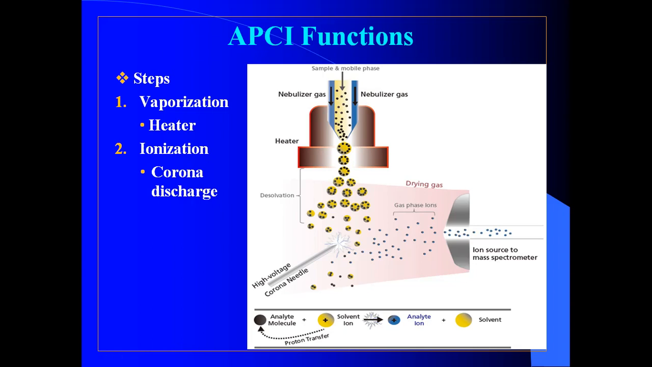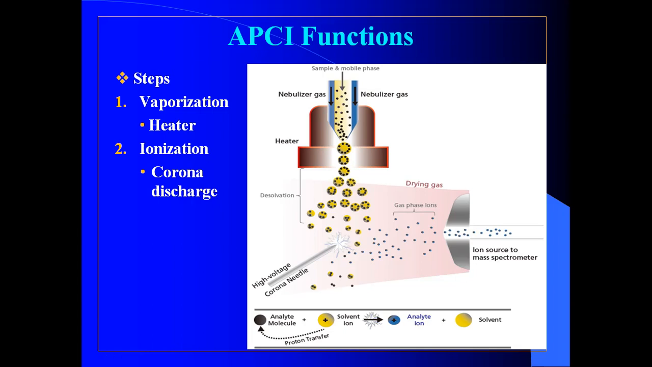Atmospheric pressure chemical ionization vaporizes the solvent and sample molecules by spraying the sample solution into the heater. This heater has a temperature to remove the solvents by the action of gas as well. The solvent molecules are ionized by corona discharge needle to generate stable reaction ions.